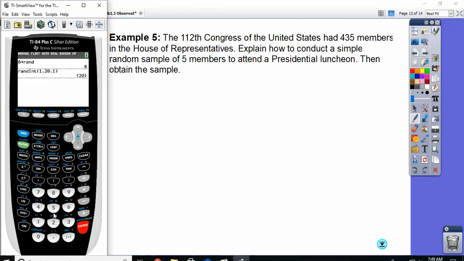So we start by entering a seed. So you just pick a number. I'm going to do 4. And we do store, go into Math, over to Probability, and we want number 1. We're going to store it as a random number. Okay, next, I have to actually get my 5 numbers. So we have to go back into Math, Probability, and we want number 5, random integer. I'm starting at 1, ending at 435.